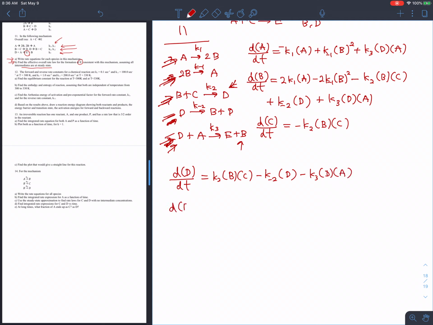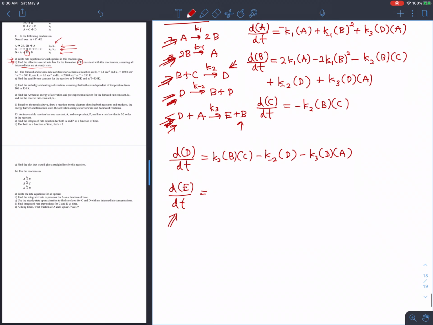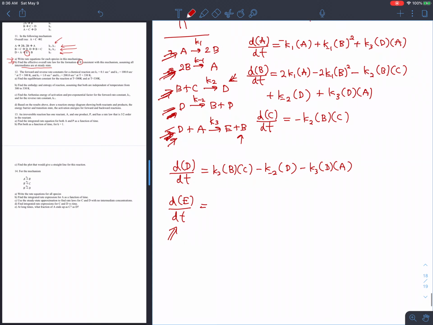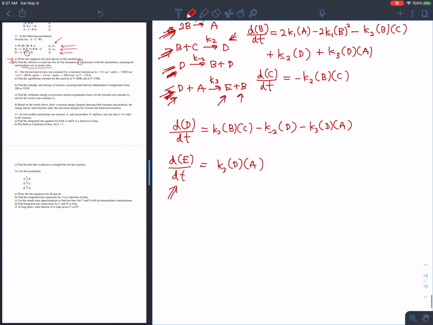And finally, the overall product of the reaction, and this of course is going to become our rate law when we're through fooling around. So dE/dt: E only appears in one place, and so we're going to get k3, it's a product, times D times A. So A is a majority species, D is not, D is an intermediate, so really what this all boils down to is finding an expression for D in terms of majority species so we can eliminate that D from our rate law.